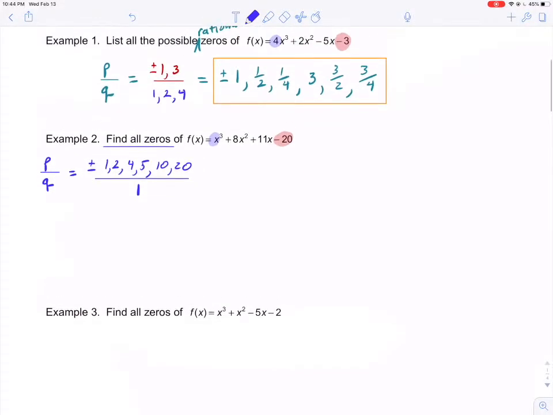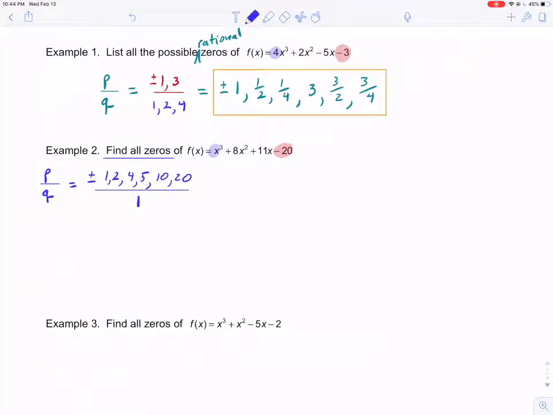All right, so the question is where to go from here. We've got all these possible zeros. We could sit here and plug every single number individually into the function for x and see if we get 0 as an answer. And that would be kind of annoying. Or we can be a little more careful about it.